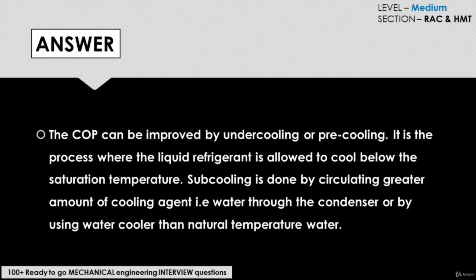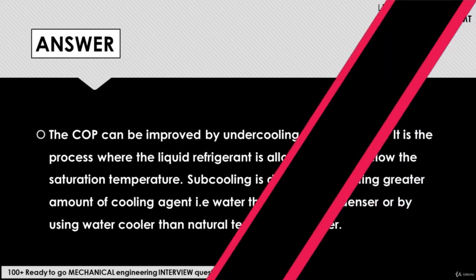The answer to this question would be the COP, or the coefficient of performance, can be improved by undercooling or pre-cooling. It is the process where the liquid refrigerant is allowed to cool below the saturation temperature. Subcooling is done by circulating a greater amount of cooling agent, that is water, through the condenser, or by using water cooler than natural temperature water.